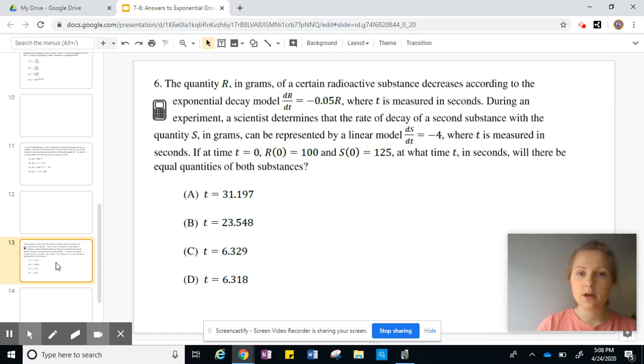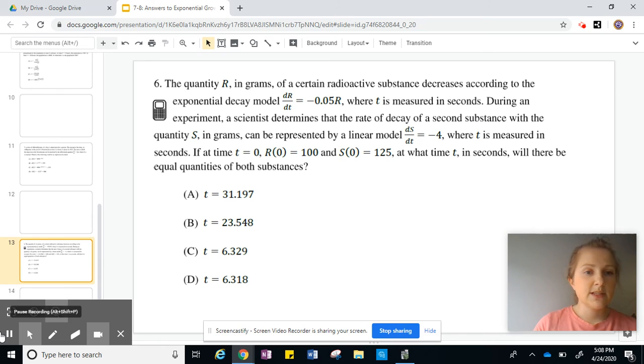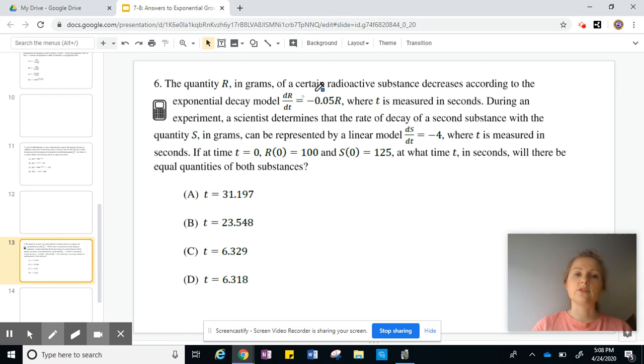All right, last one. We've got a radioactive substance. The quantity of it decreases according to the exponential decay model right here. During an experiment, the scientist determines that the rate of decay of a second substance can be represented by a linear model. So this is looking a lot like that other problem that we did, where t is measured in seconds. So this is really, really similar to that other one we did.